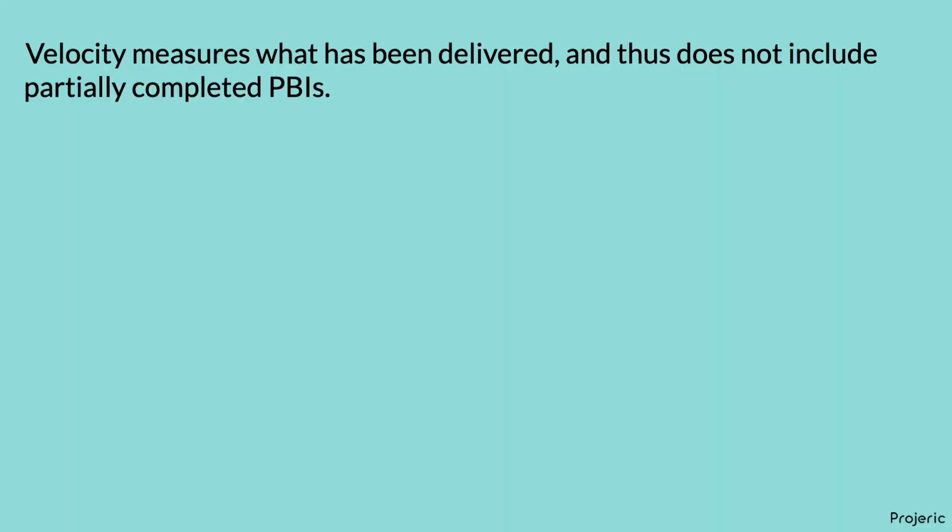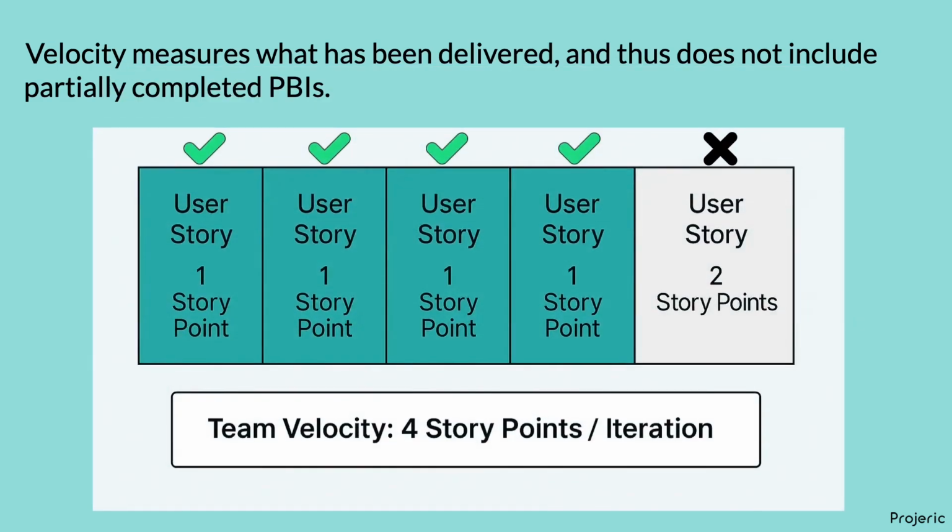Velocity measures what has been delivered and thus does not include partially completed PBIs. In the first iteration, if a Scrum team completes PBIs that are worth 4 story points in total and partially completes a PBI that is worth 2 story points, the team velocity would still be 4 story points per iteration.